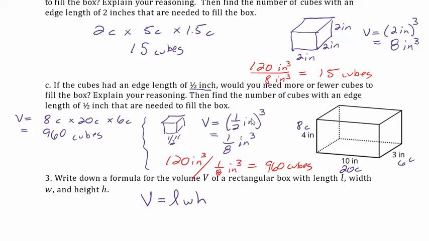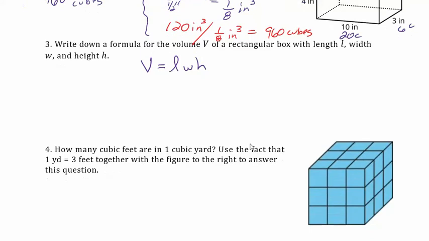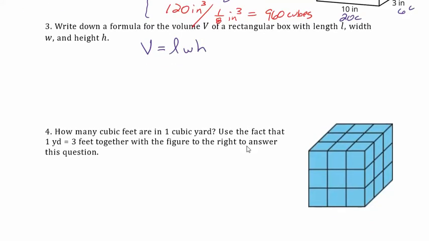Alright, let's try another conversion. How many cubic feet are in 1 cubic yard? Use the fact that 1 yard equals 3 feet together with the figure to the right to answer the question. So this looks like a Rubik's Cube, doesn't it? If you remember what a Rubik's Cube is.